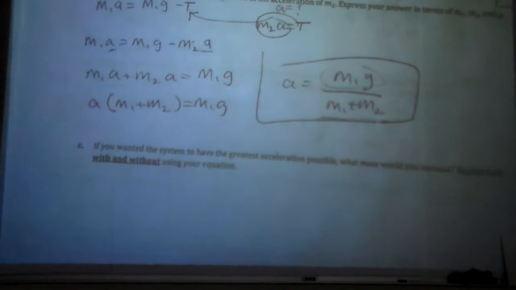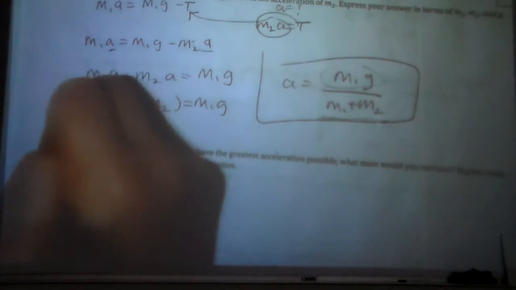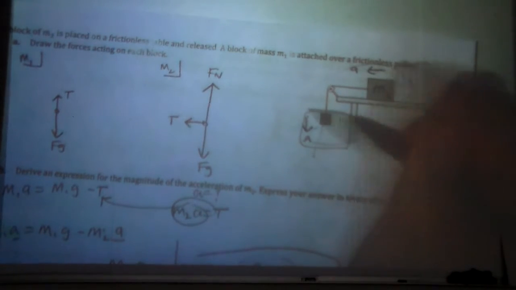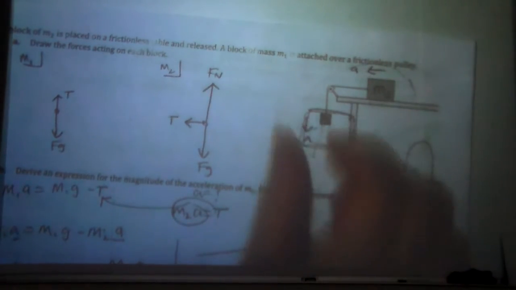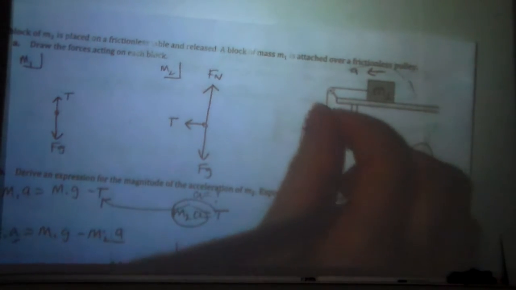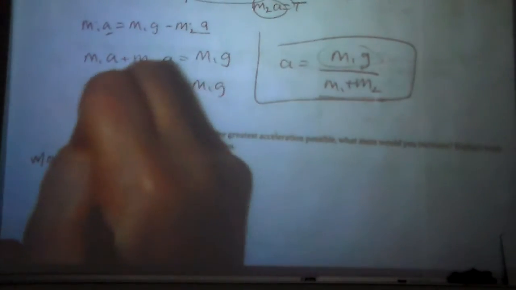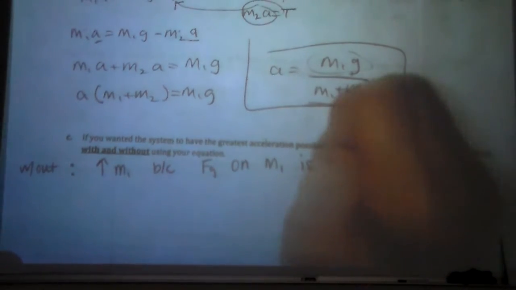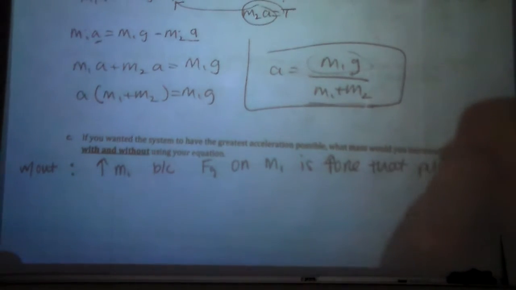If I wanted to have the greatest acceleration possible, which mass would you increase using both equations and not equations? So let's do without first. Without equations, if you want this to go super, super fast, then I want this mass to be huge. I want this one to be pulling a lot. Because see how this M1 is the one whose weight is pulling the system? So you want to increase M1 because the force of gravity on M1 is the force that is pulling the system.